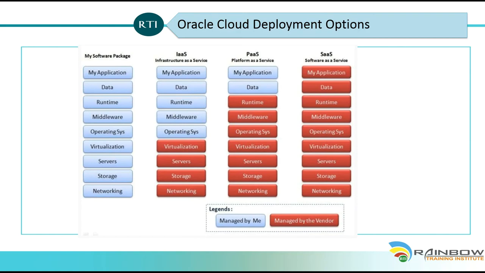So these are the different ways, based on the cloud deployment options, that Oracle offers the SaaS, PaaS, and IaaS models. Now the most popular models in the world today are SaaS and PaaS. Most of the Oracle functionalities they offer, clients are able to use out of the box without much customization. That is why most of the clients are moving to SaaS.